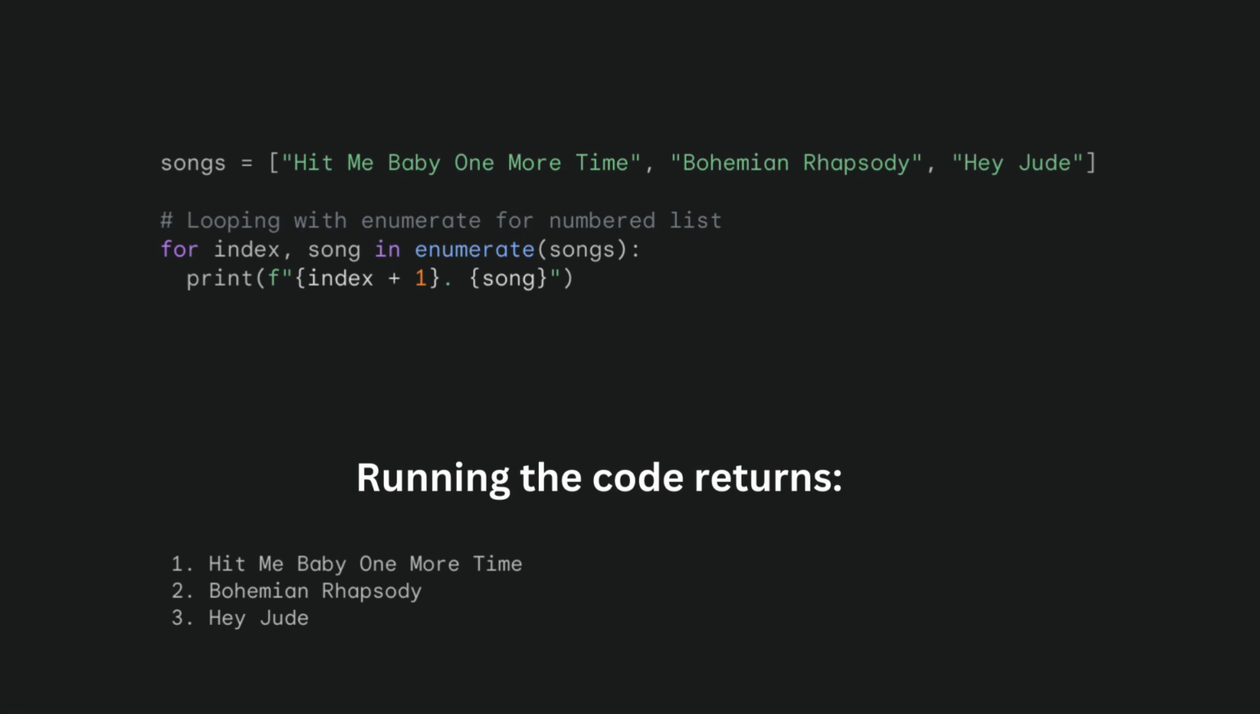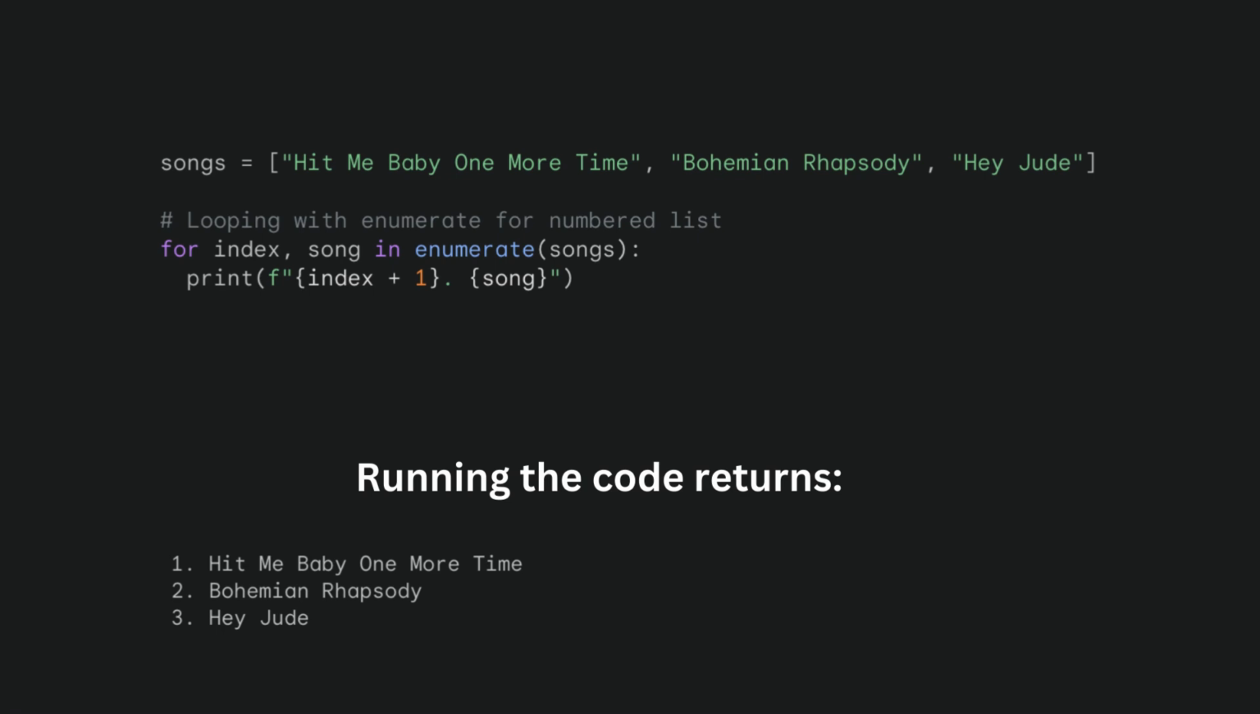So traditionally, you would want to loop through a song list, maintain a counter variable, and build the numbered list. But the enumerate function iterates through the list and provides both the song's position, the index, and title in each loop, eliminating the need for manual counting. So we'll see this in action with our code.